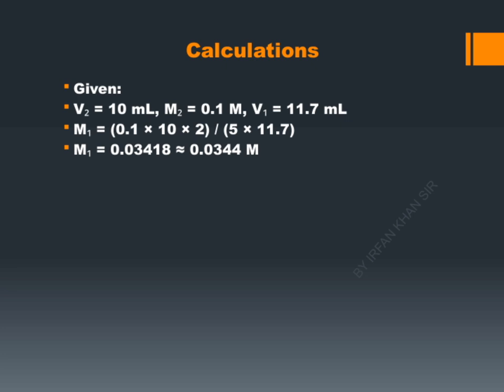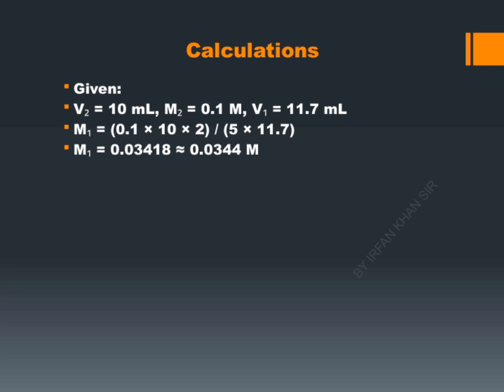To do that, we'll use the dilution equation, which tells us that M1 times V1 equals M2 times V2, so, plugging in the numbers, M1 equals 0.1 times 10 times 2, divided by 5 times 11.7. When we carry out the calculation, M1 comes out to approximately 0.03418 molar. Rounding it, we get about 0.0344 molar.